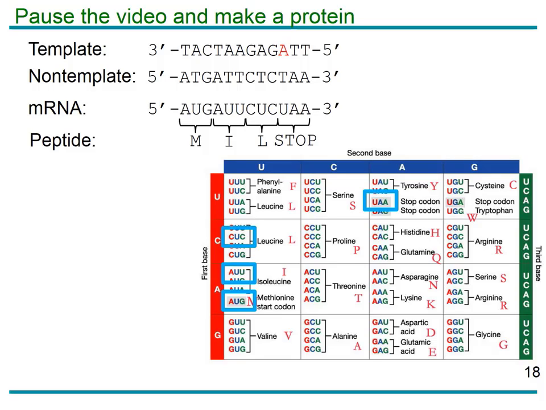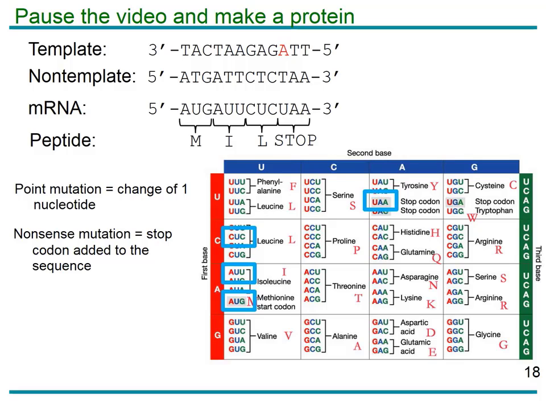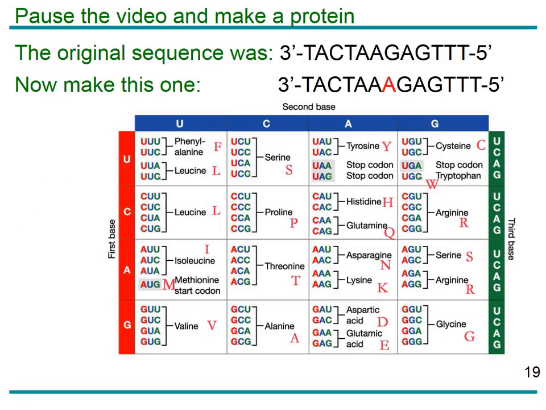When you have a mutation that leads to the insertion of a stop codon, we say you have a nonsense mutation. A stop codon has been added to the sequence. You're going to create a non-functional protein because you're going to stop adding amino acids to that polypeptide sequence. This is again a point mutation because we've only had a change in one nucleotide. It was originally a T, now it's become an A, so we've had a point mutation, and this point mutation is also a nonsense mutation.